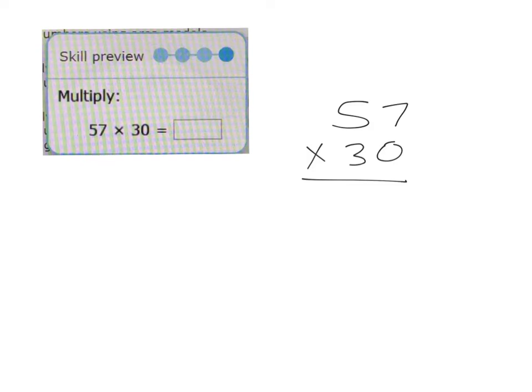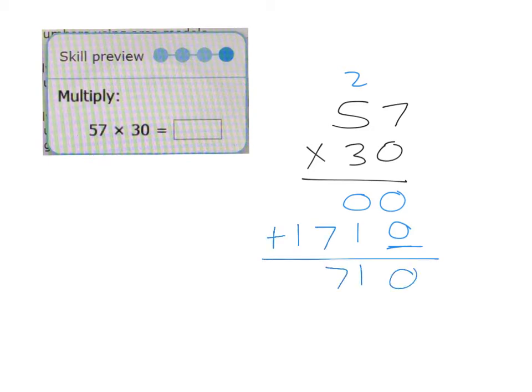0 times 7 is 0, 0 times 5 is 0, and put my 0 down. Then I just have to do 3 times 7 is 21, 1 down, carry the 2, be really careful about where I'm carrying it to. 3 times 5 is 15, plus the 2 is 17. Add it together. 0, 1, 7, 1.